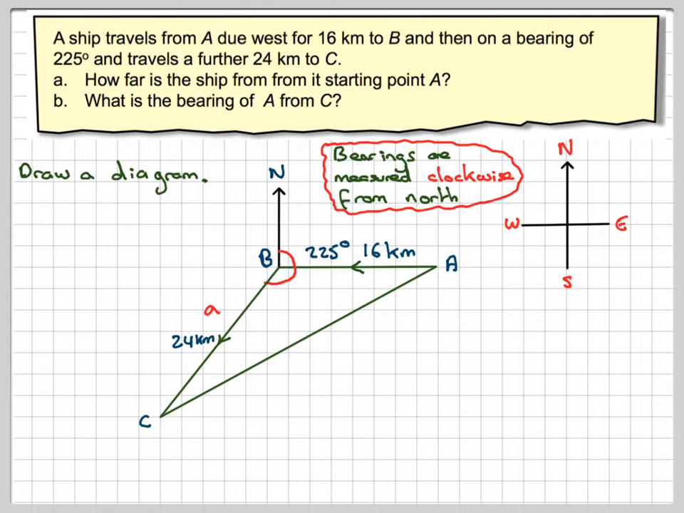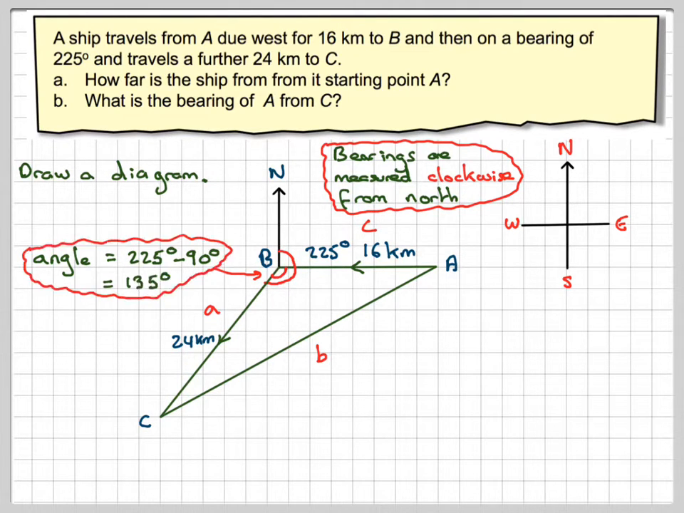So just labelling the triangle first of all: small a, small b, and small c. And so this is a small angle here. Therefore this angle here, which is what we need to calculate, is going to be 225 minus 90. Why? Because this is 225 and this angle here is 90, and we just want this one here. So that gives me 135. I'm going to mark that on my diagram.